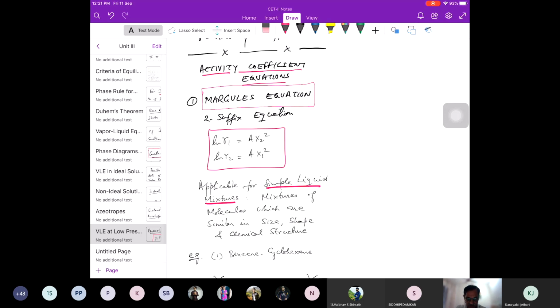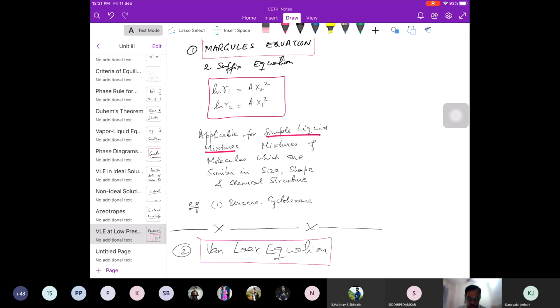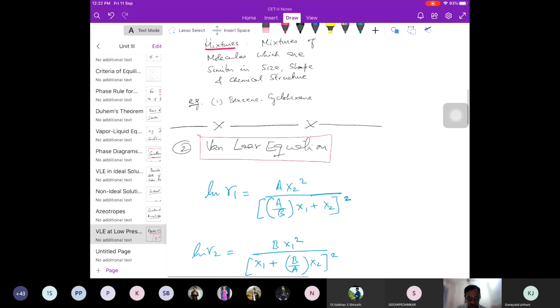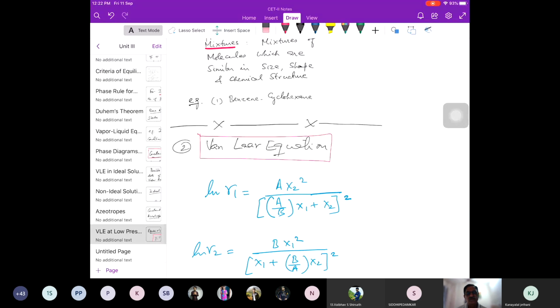These are applicable to simple systems, molecules which are similar in size, shape, and chemical structure, etc. Other complex के लिए we have to see more advanced or better equations that are applicable. So this is one equation which you already seen before. Derivation देखा था इसका हमने. And systems are like benzene, cyclohexane, similar systems. We can use it for. How is benzene, cyclohexane similar?